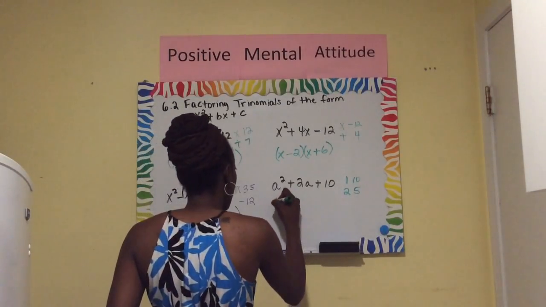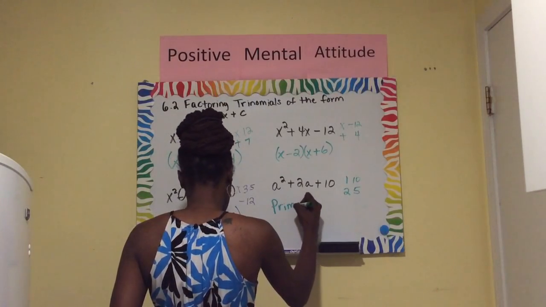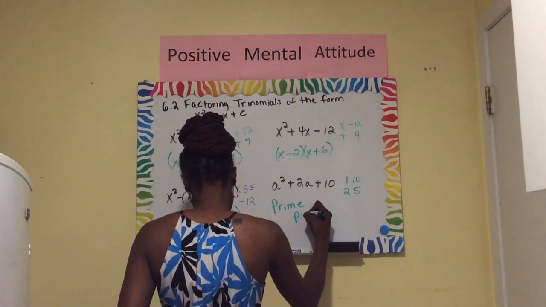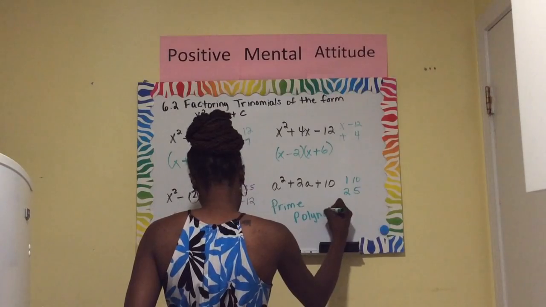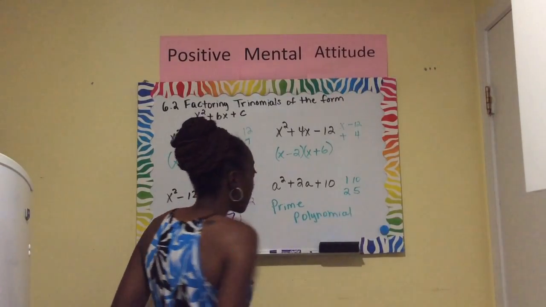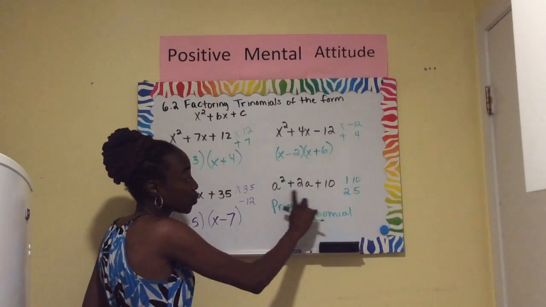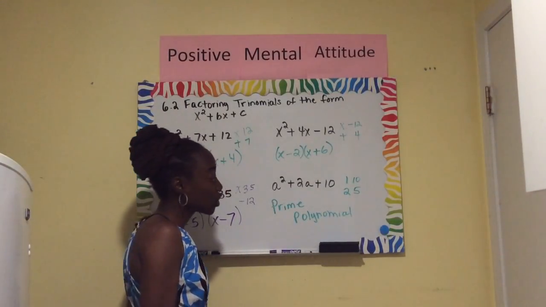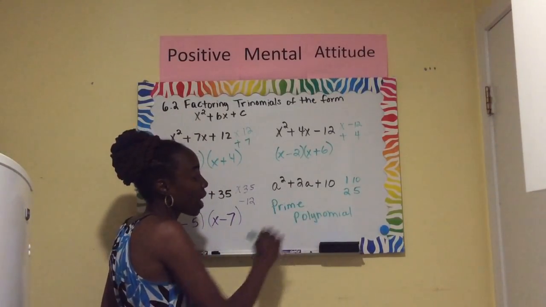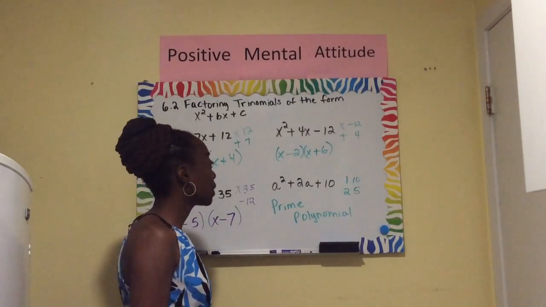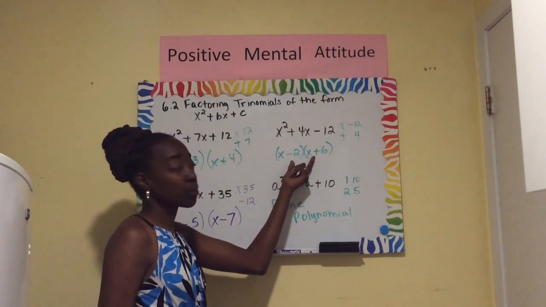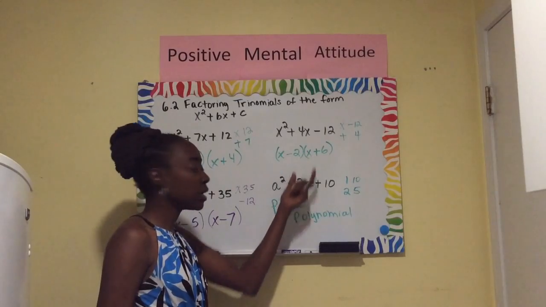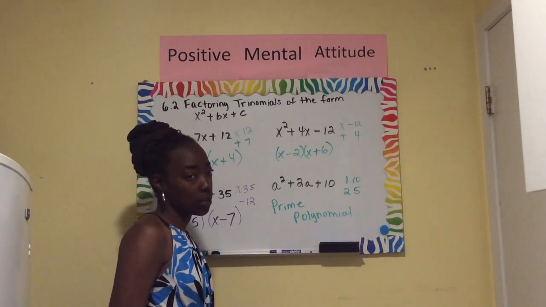these problems are called prime polynomials. Meaning the only factors are 1 and itself. So that's what makes it a prime polynomial. So you do have an option where you cannot factor it out and your answer will simply be prime polynomial.